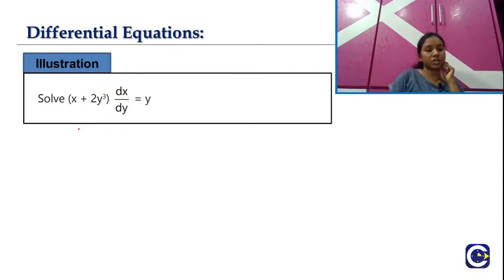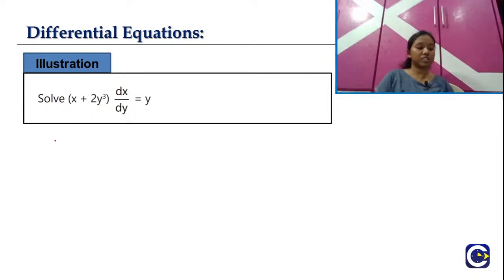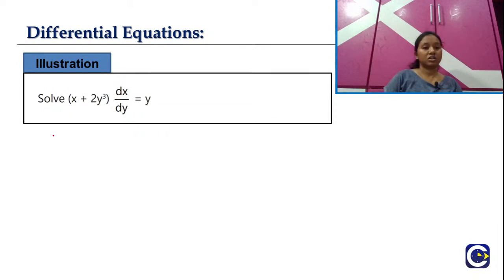So the next question: x plus 2y cube dx by dy is equal to y. Again, this is also in terms of dx by dy. So just give it a try. First identify the equation and rewrite it in our general format, and follow the steps required in order to find the solution here.